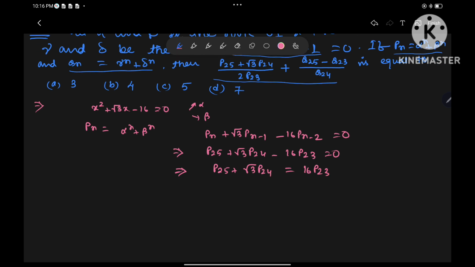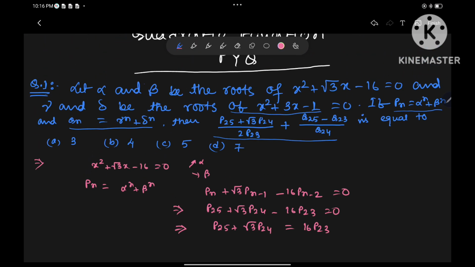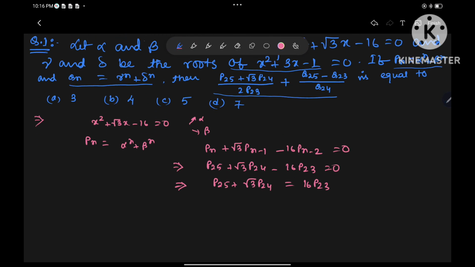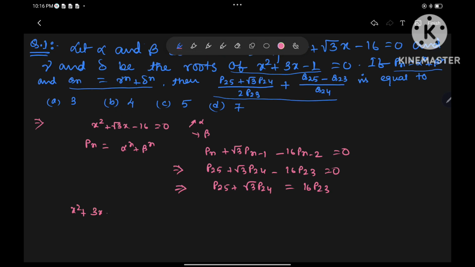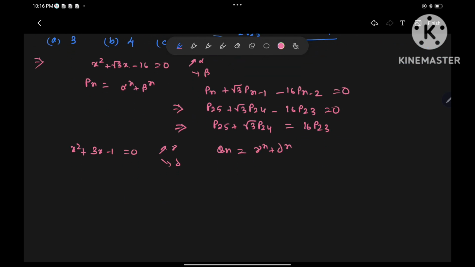Okay, and the next quadratic equation that is given is x square plus 3x minus 1 equals to 0. And what is given is that gamma and delta are its roots. And the recurrence relation is Qn equals to gamma power n plus delta power n. So using Newton's formula, Qn plus 3 into Q of n minus 1 minus Q of n minus 2 equals to 0.